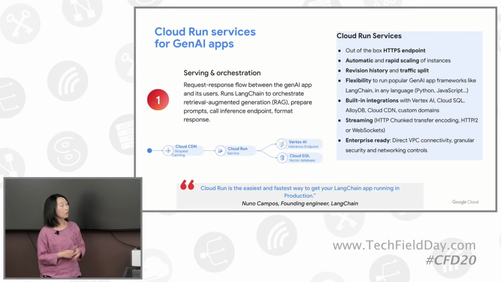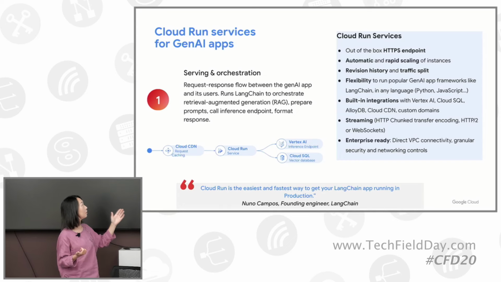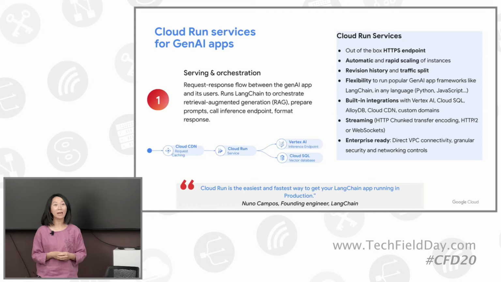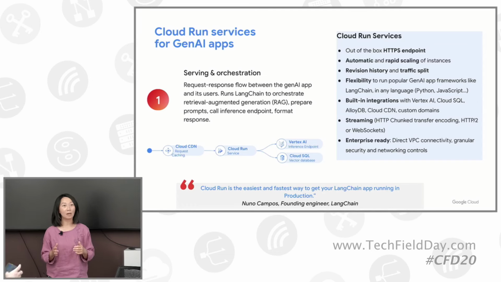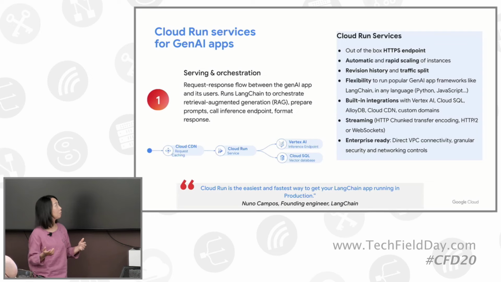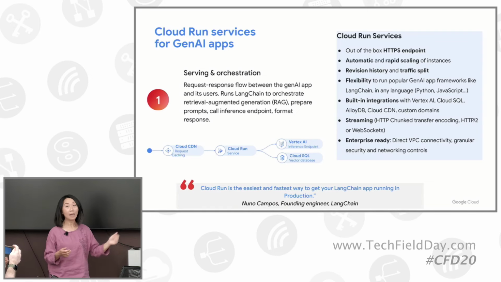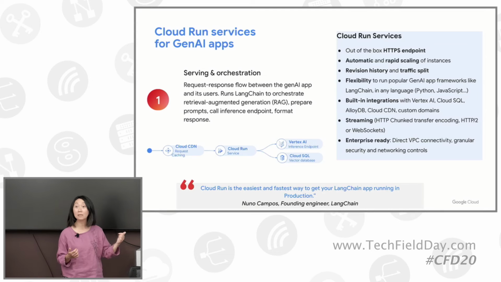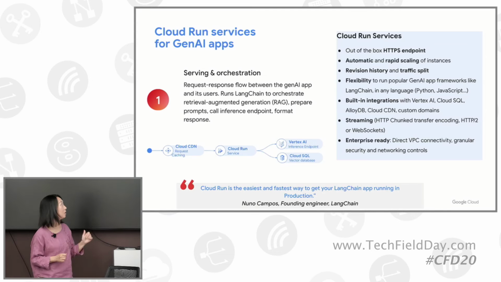For serving and orchestration, I mentioned the Cloud Run service as one of the key use categories. It will take care of your request-response flow between the GenAI app and the user, so that's kind of your front end. Cloud Run is great for that. But also with Cloud Run, you'll be able to run LangChain. It works seamlessly with a LangChain LangServe app, for example, to orchestrate RAG, and you can use that to prepare prompts, call inference endpoints, and format responses. How we do that, I'll show you in the code in a second.